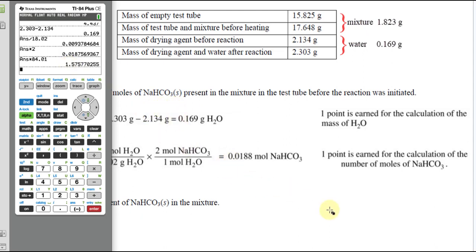So let's now go and find the percent sodium hydrogen carbonate in this mixture. So divide by 1.823, double check that number, 1.823. Then, of course, multiply by 100 for percent, or you can move the decimal point. A reasonable value, 86.4%.